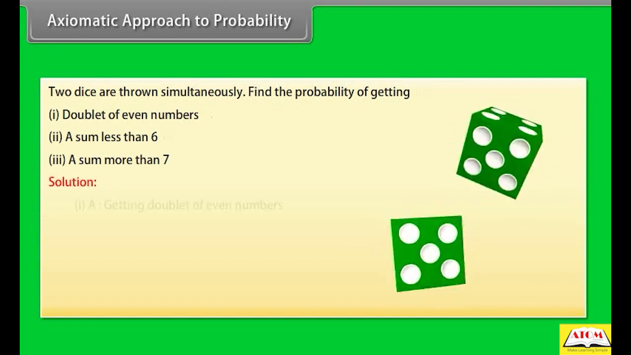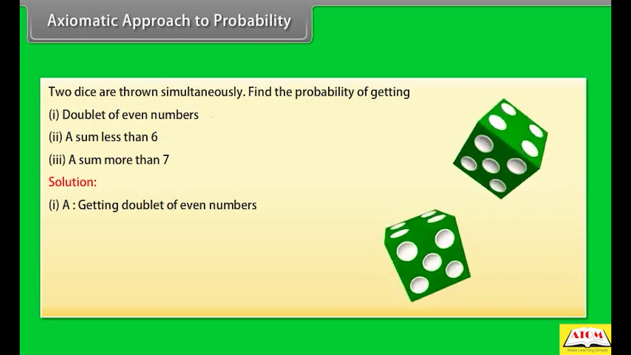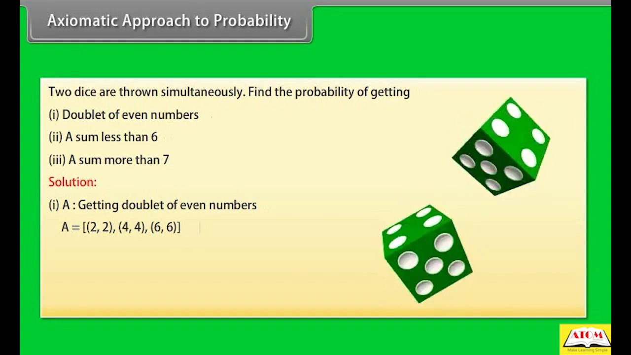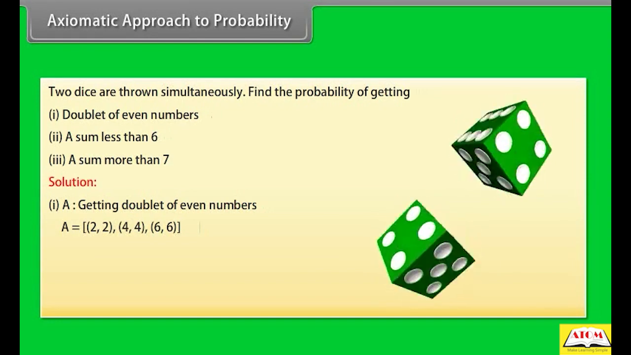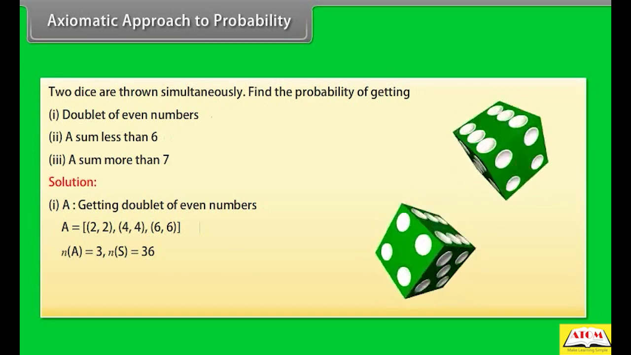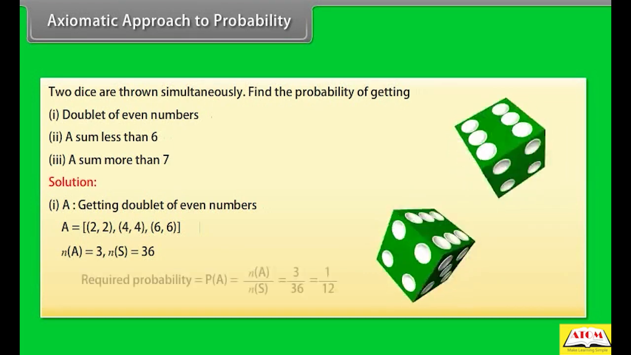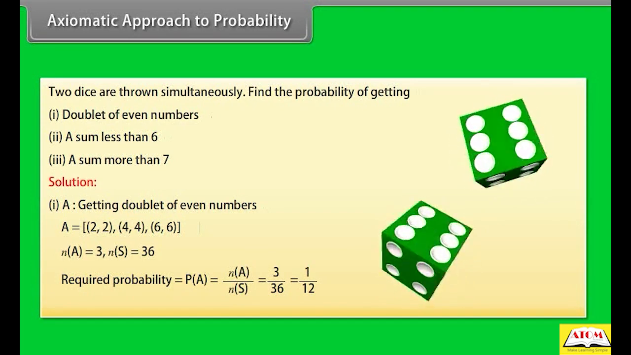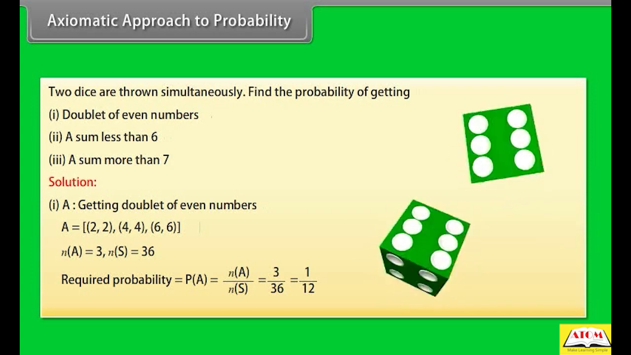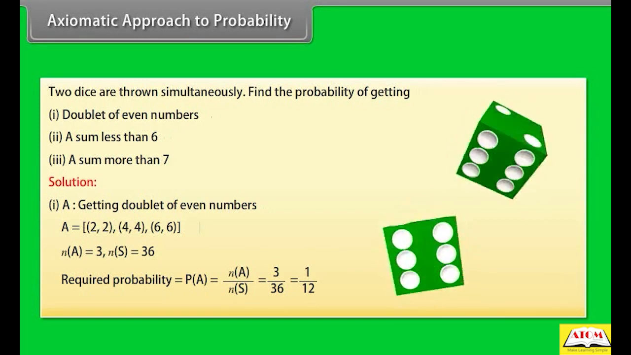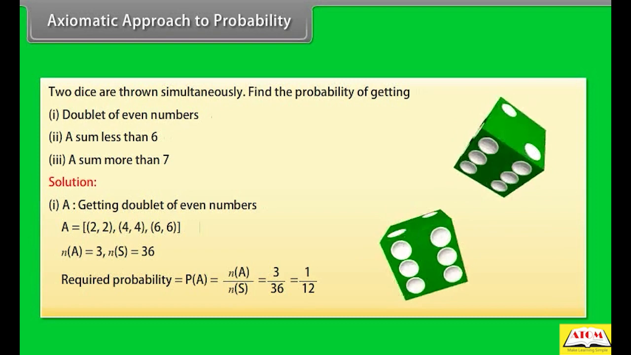Solution. 1. A: getting doublets of even numbers. A = {(2,2), (4,4), (6,6)}. n(A) = 3. n(S) = 36. Required probability P(A) = n(A) divided by n(S) = 3 by 36 = 1 by 12.